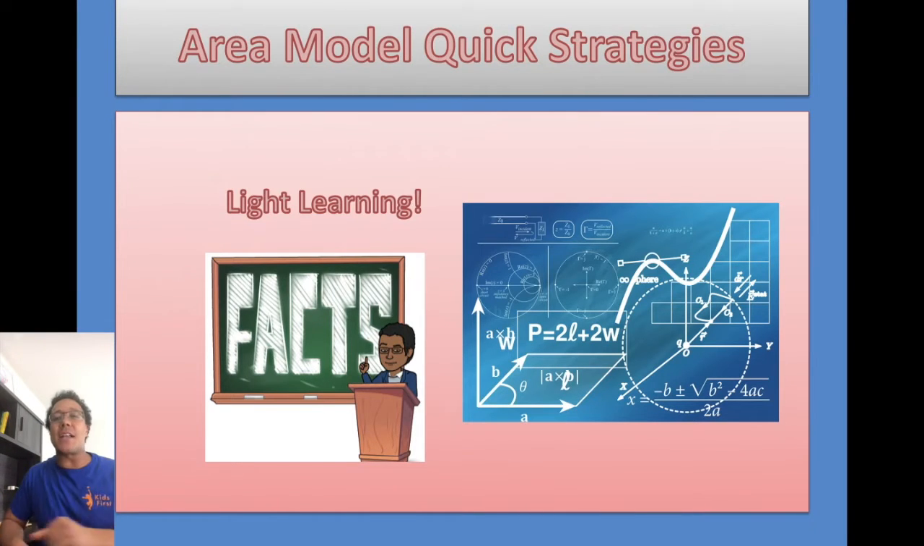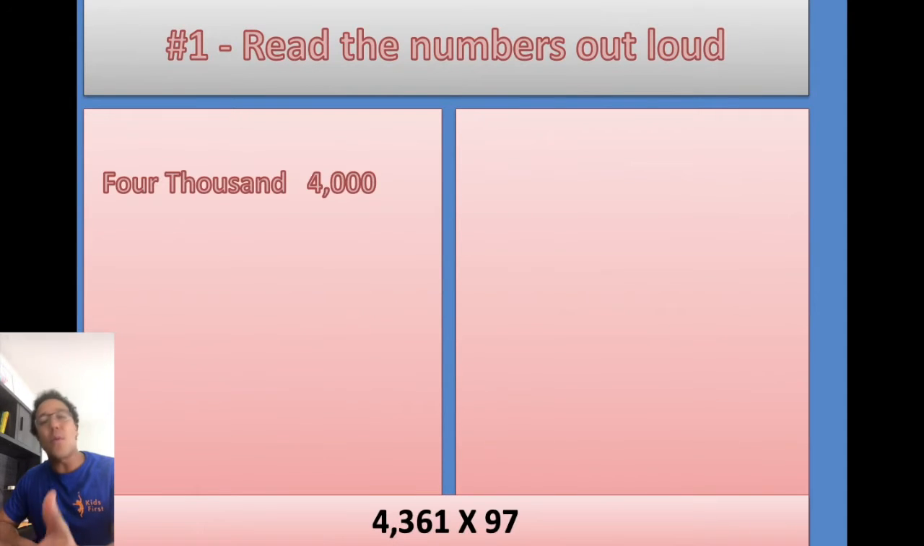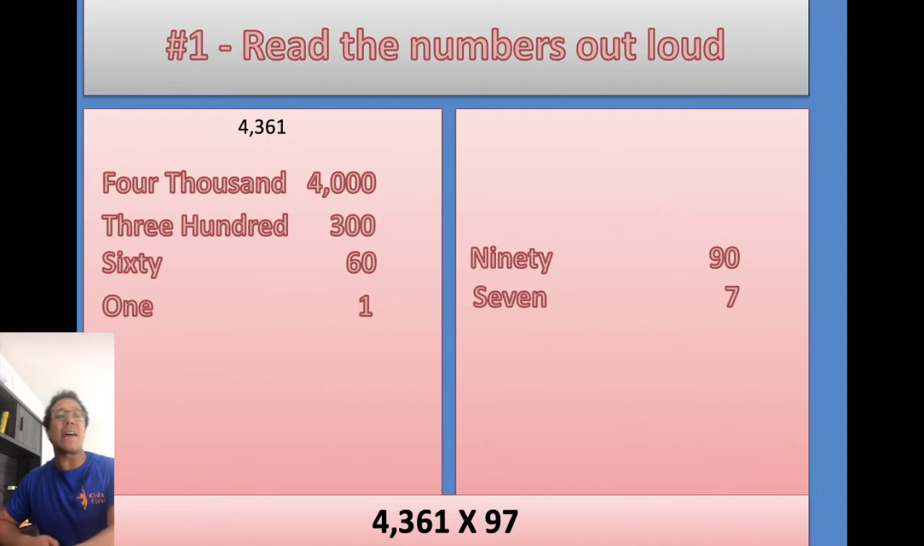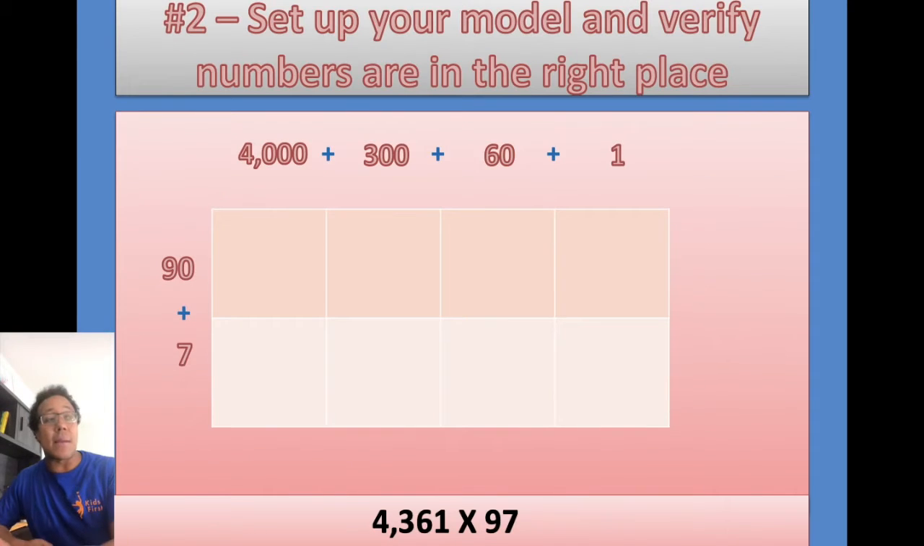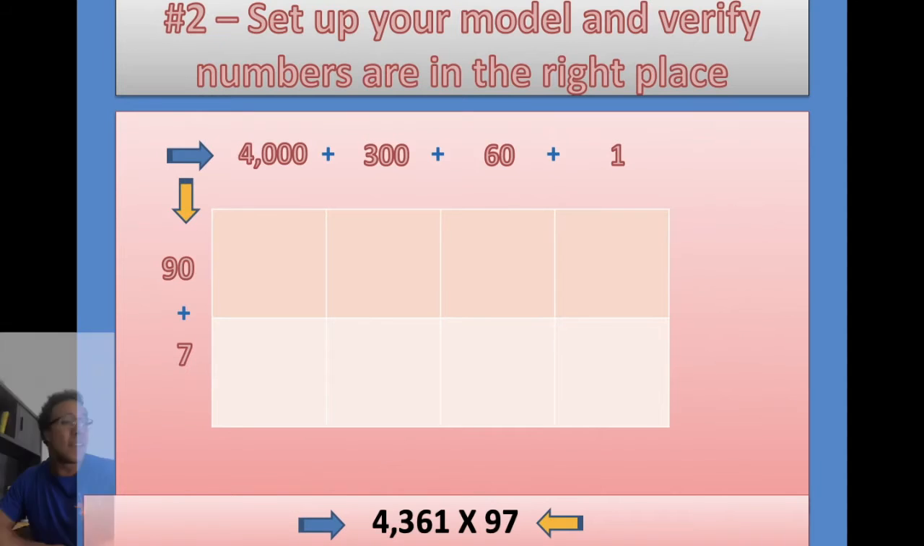We're going to show some quick strategies for the area model. Step one, just read your numbers out loud. So if you have a number 4,361 times 97, you're just breaking those numbers apart. And once you do that, it'll help you set up your model and verify your numbers are in the right place. So 4,000 again, 361 times 97. Double look at everything, make sure it looks proper, and you're good to go.